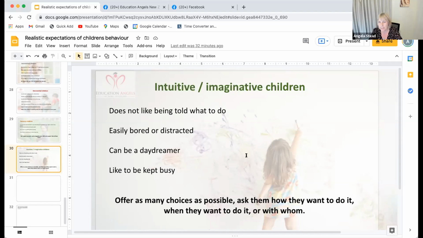They like to be kept busy for sure. So with these children, the good thing, understanding they don't like being told what to do, is to offer them as many choices as possible.